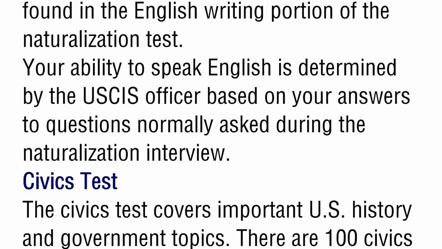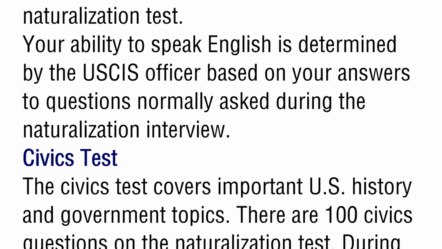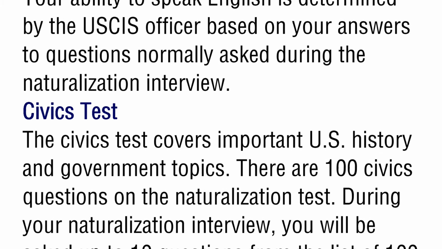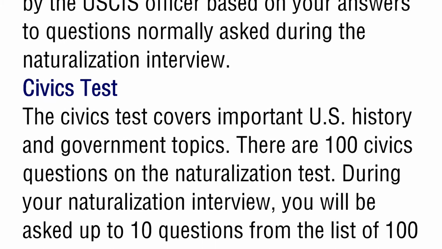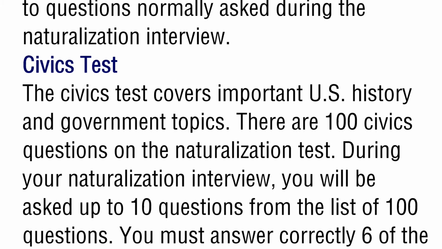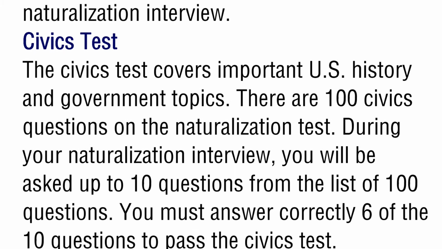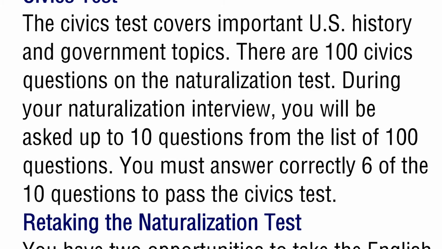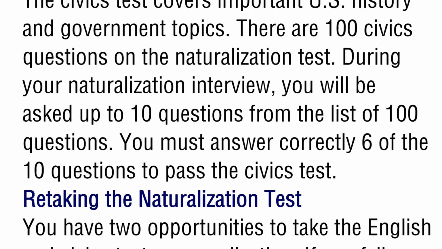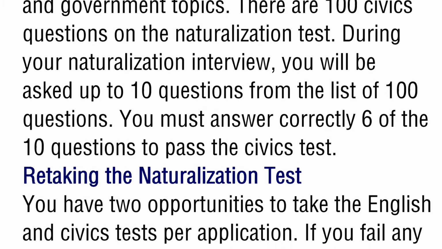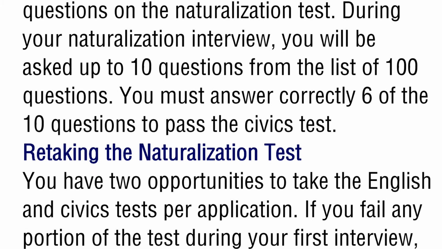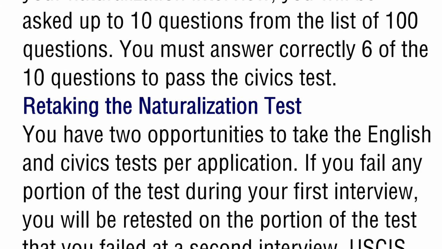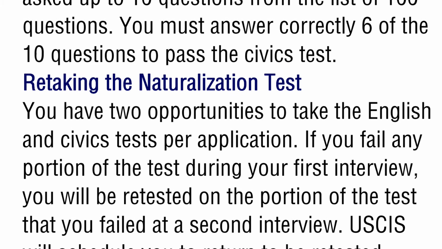Your ability to speak English is determined by the USCIS officer based on your answers to questions normally asked during the naturalization interview. Civics test. The civics test covers important U.S. history and government topics. There are 100 civics questions on the naturalization test. During your naturalization interview, you will be asked up to 10 questions from the list of 100 questions. You must answer correctly 6 of the 10 questions to pass the civics test.